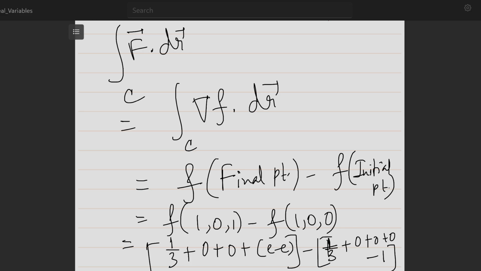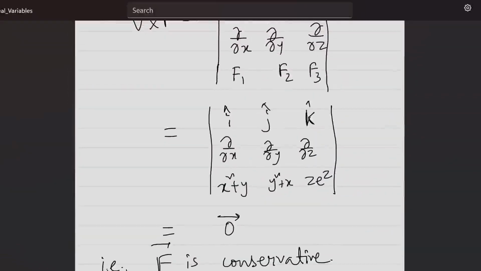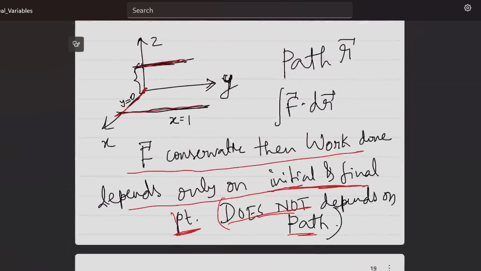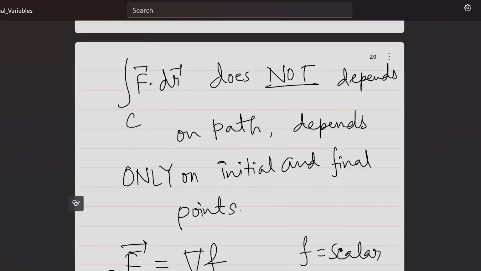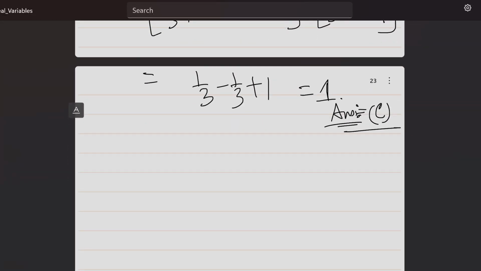Any question? It is a big one because first I don't know the path. So what I did is that I found if F is conservative or not. Since I know if F is conservative, then the integral does not depend on path. It depends on the initial and final point. But what is the value? Value is small f at final point minus small f at initial point. So I found the small f using this chain rule formula, and now I just integrate. That is the answer. Any question?